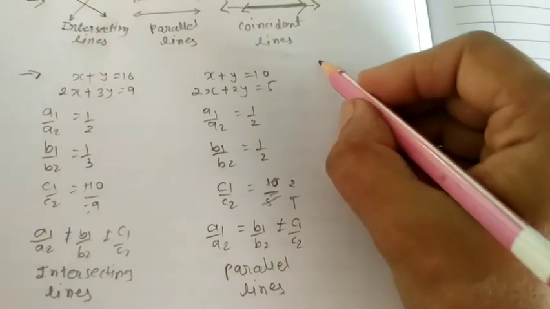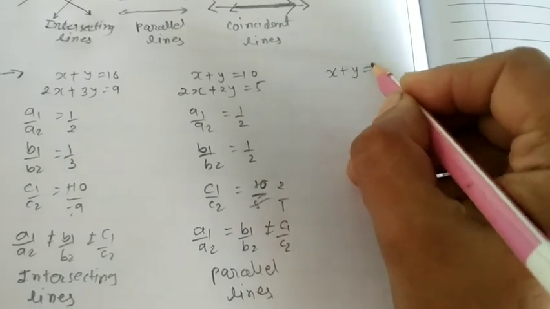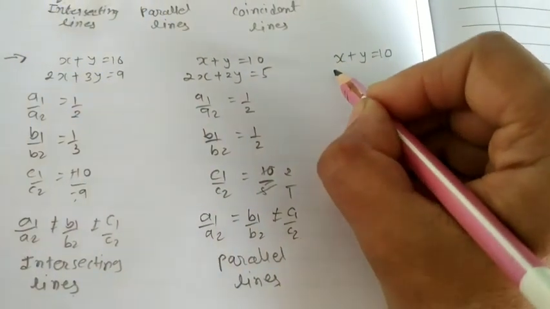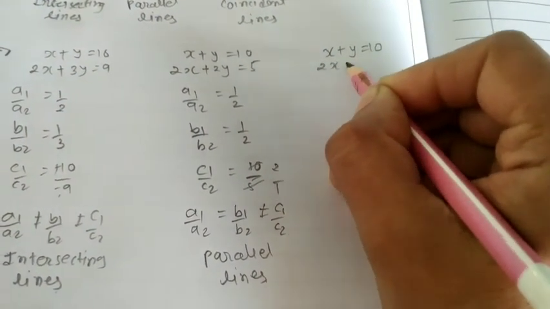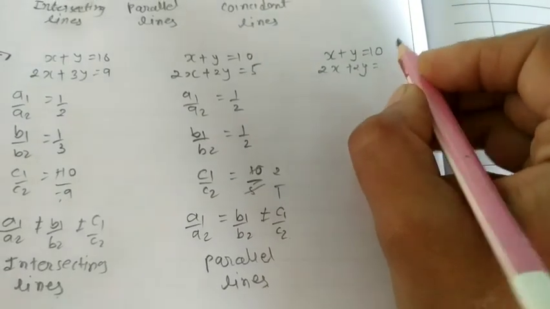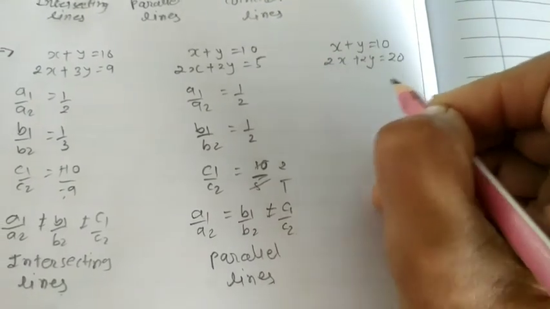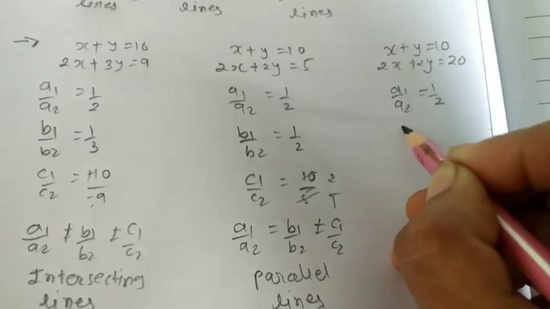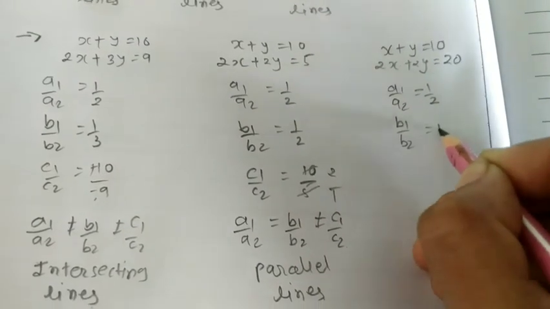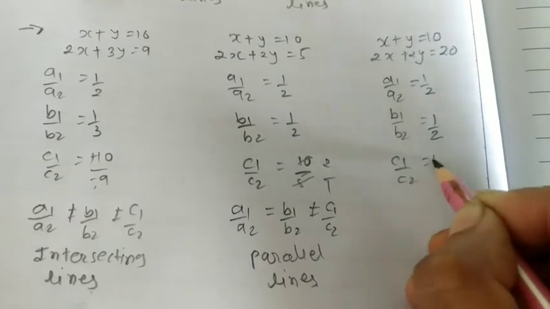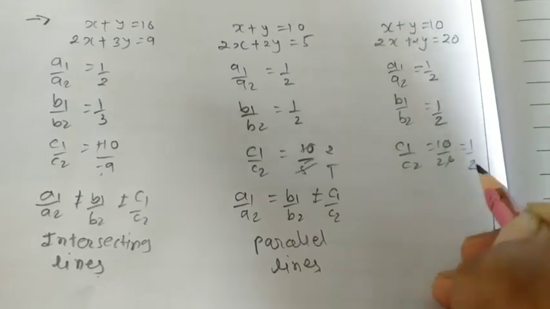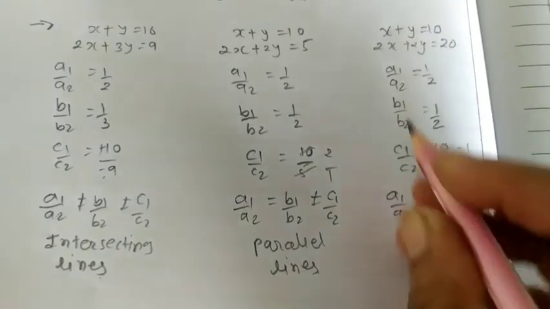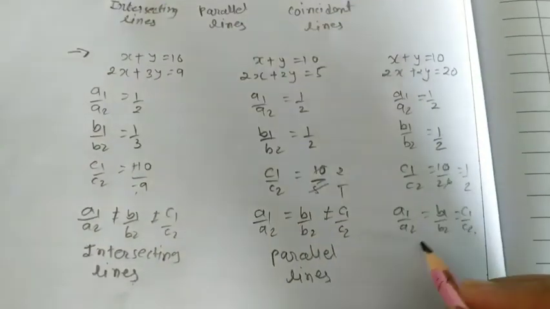And if we talk about coincident lines, what will happen? Let me take the first equation as it is, and write the second as 2x plus 2y equals 20. Then a1 upon a2 is 1 upon 2, b1 upon b2 is 1 upon 2, and c1 upon c2 is 10 upon 20, which is also 1 upon 2. If all these three are equal, then these lines are called coincident lines.